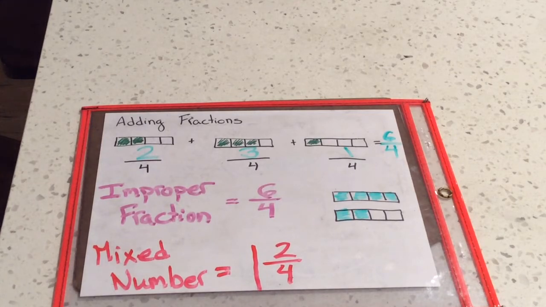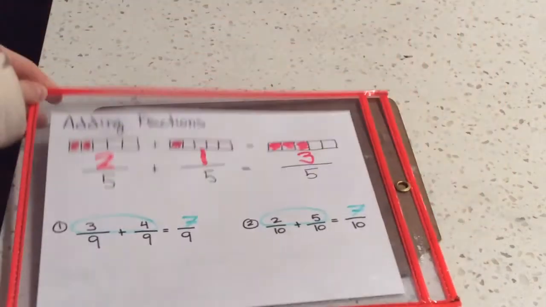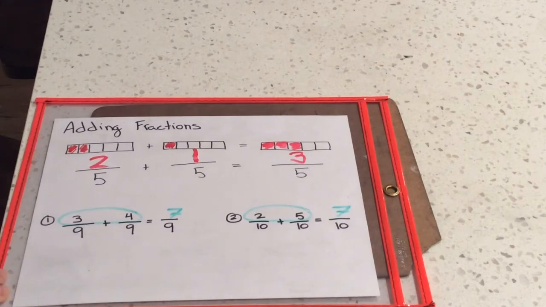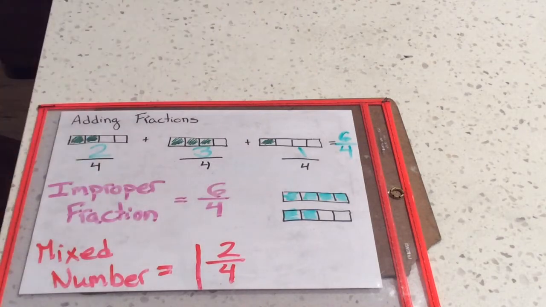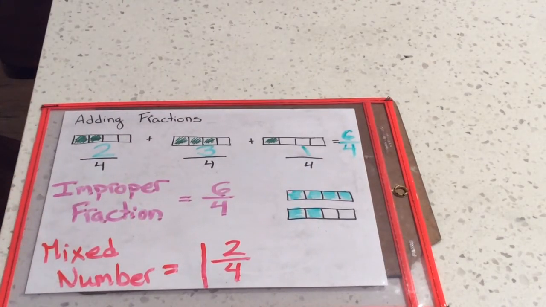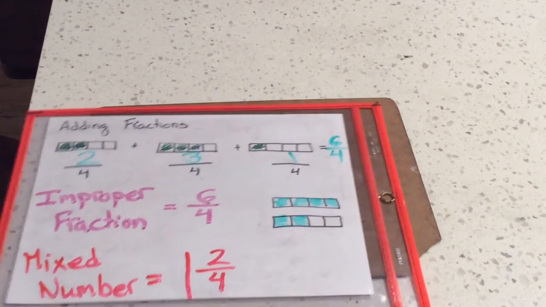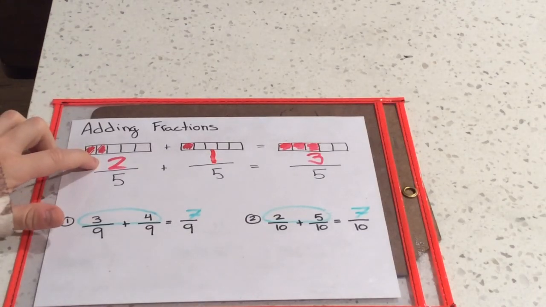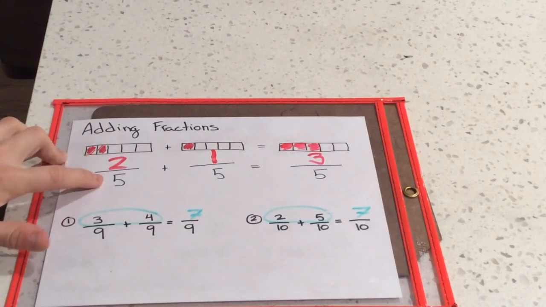Okay, so when you add fractions today, sometimes the numerator will be smaller than the denominator. Just like this. Sometimes when you add fractions together, you'll have multiple sets of fractions, and it might give you an improper fraction, or it might give you a mixed number. But what we're really going to be focusing on today is when we add fractions, only look at the numerator, and our denominator does not change.